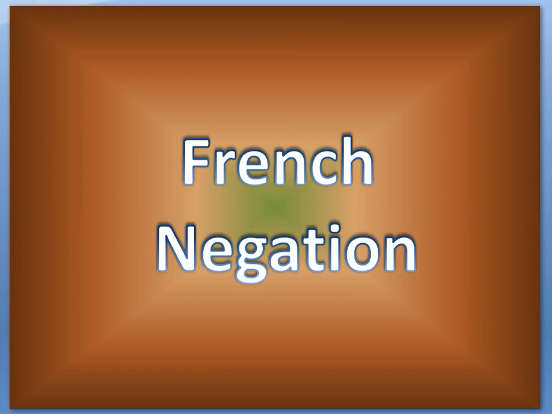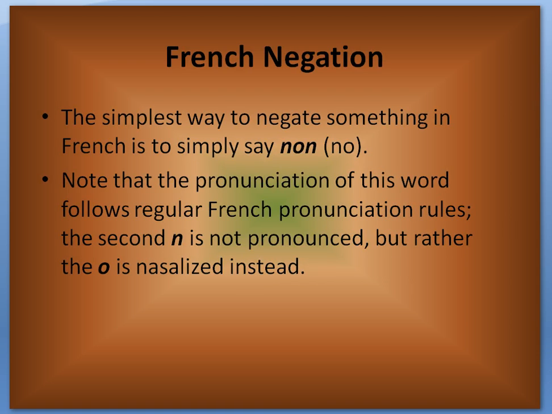Bonjour. In this video, we shall talk about negative sentences in French. The simplest and easiest way to negate something in French is simply to say non. The final n is not pronounced and the "on" has a nasal sound. Non.